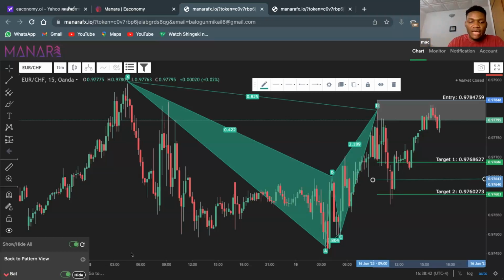Now, last thing you want to look at is, when Manara gives these trades, how would you know?